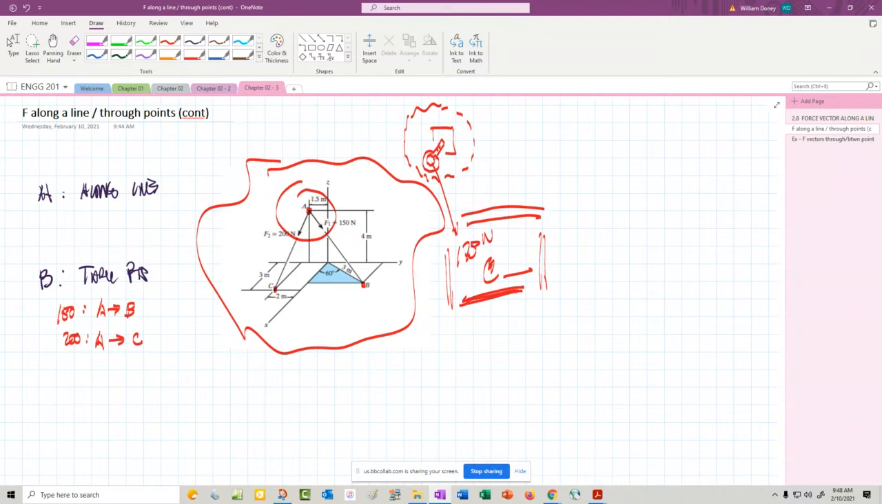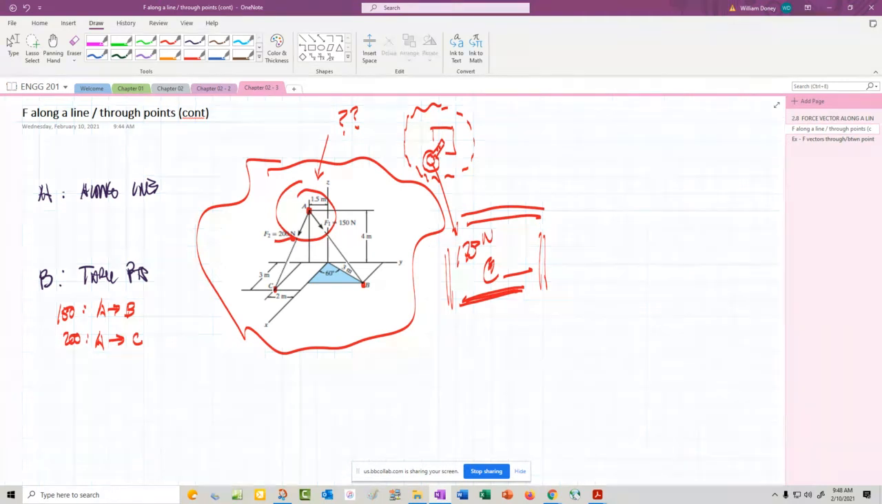So all that to say is we don't need to know right here how that's connected. It doesn't matter for us. We just know it's connected at A and it goes in that direction from A to B, or it pulls from A to C. And what we're just given is magnitude, but we have the 2 points so we can build that vector. Okay, and that's what we're going to go through today.